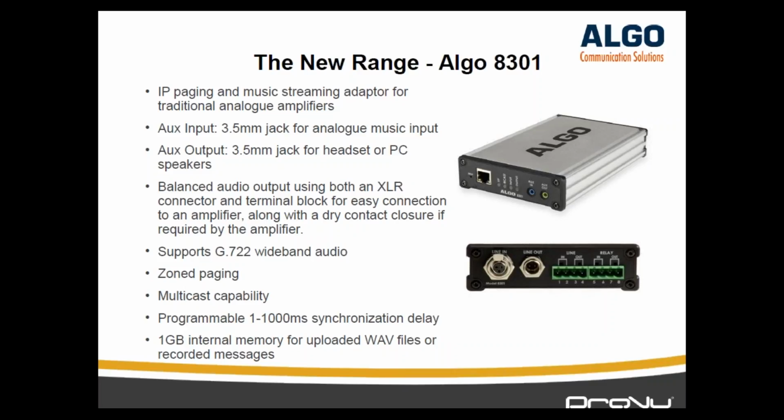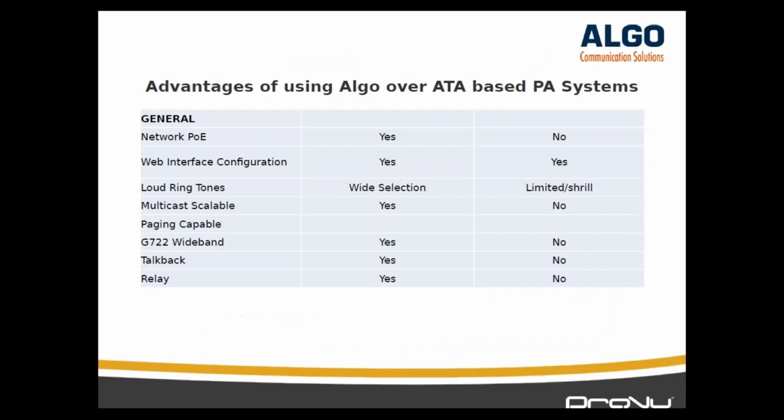All of the features are pretty much the same, so it supports G.729, wideband audio, zone paging, multicast paging. Again, the most important feature in any Algo product is programmable delay. Because everything is happening over IP, there could be an added delay, latency, due to a hundred different aspects. So what you can do on any Algo is delay, or synchronize the delay across the board, so audio comes out from all the speakers at the same time. And finally, it's got 1 gig of internal memory for uploading any files in any format.